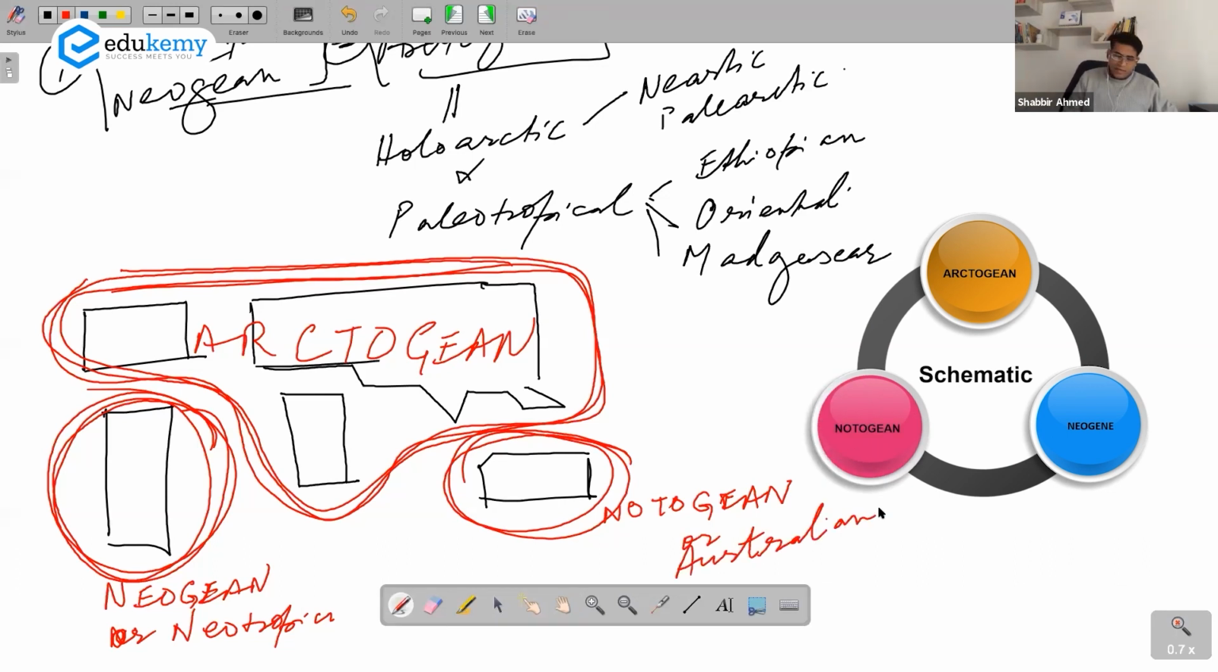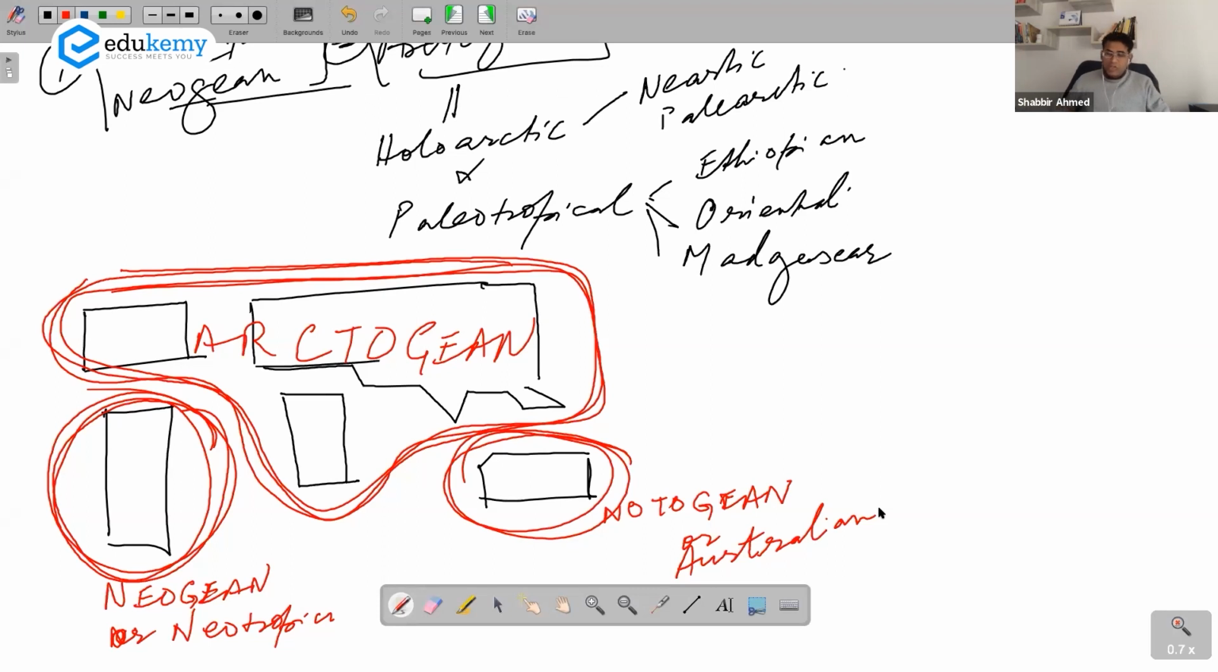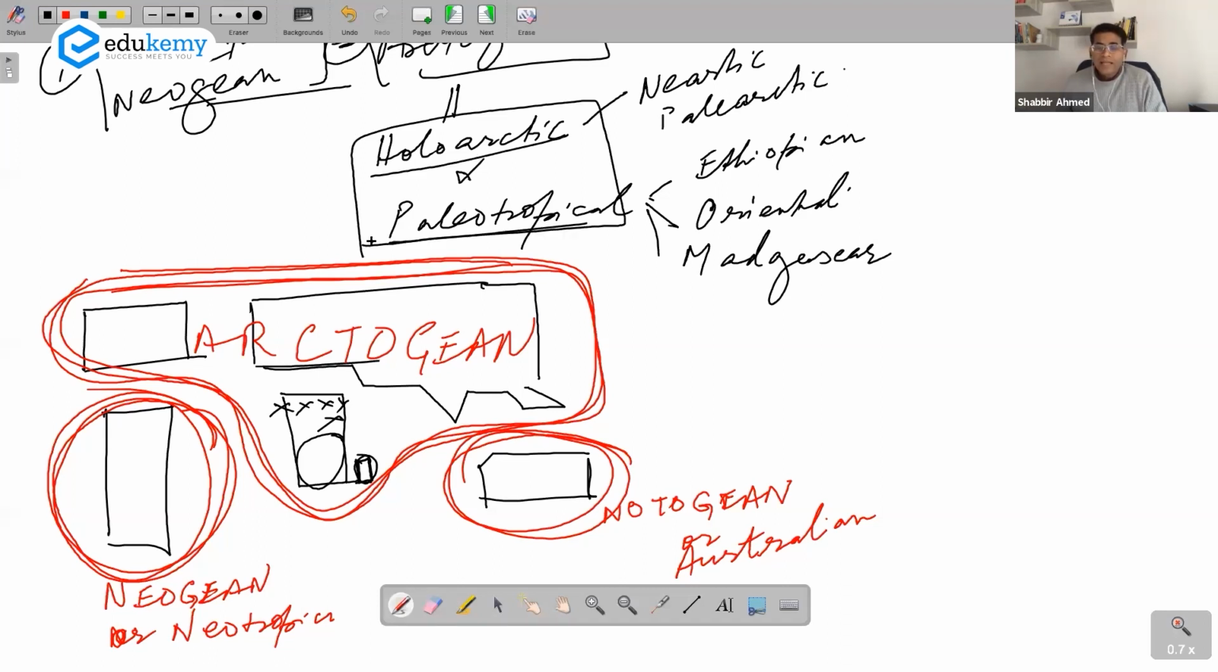Madagascar is kept separate in Arctogaean. Malagasy is separate. Of course, you will remove Sahara. Sahara is not of much consequence. The rest of Africa and Malagasy or Madagascar. Holo-Arctic and Paleotropical are taken together. Now, my discussion point is, why were they taken together?